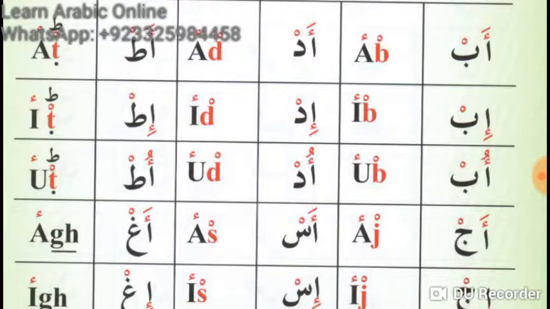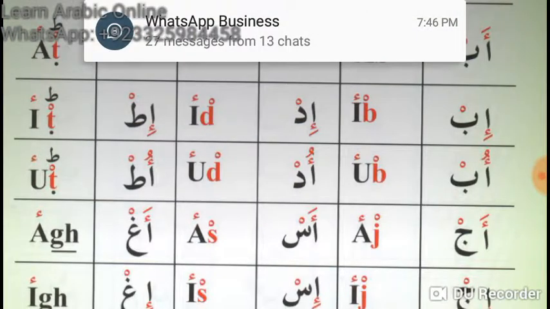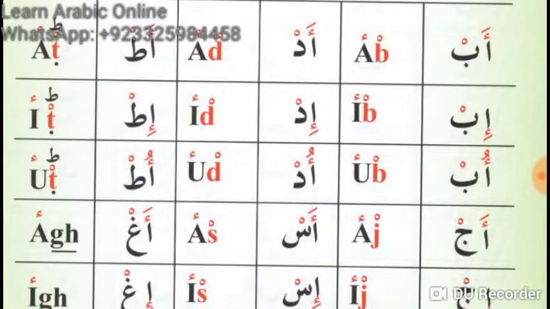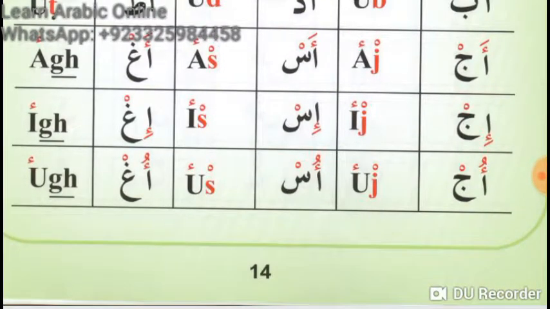Okay. Aleph, Hamza, Fatha, Ba, Sakin, Ab. Good. Aleph, Hamza, Kasra, Ba, Sakin, Ib. Good. Aleph, Hamza, Dhamma, Ba, Sakin, Ub. Aleph, Hamza, Fatha, Jim, Sakin, Aj. Aleph, Hamza, Kasra, Jim, Sakin, Ij. Aleph, Hamza, Dhamma, Jim, Sakin, Uj.